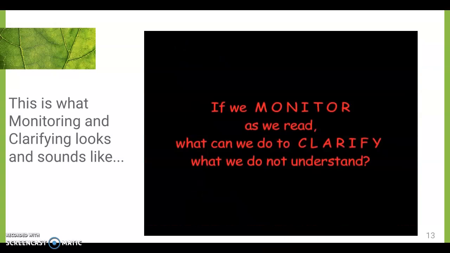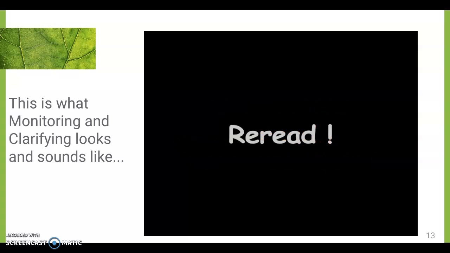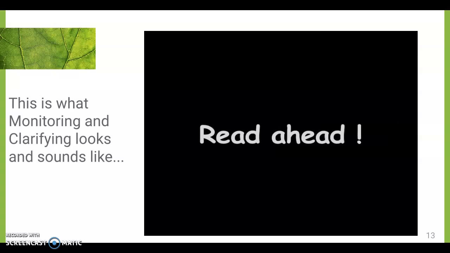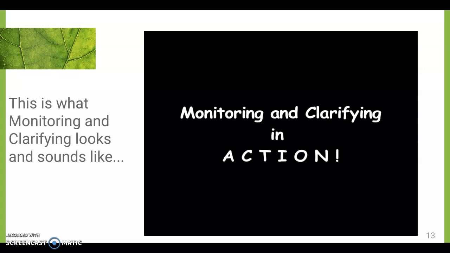If we monitor as we read, what can we do to clarify what we do not understand? Read! Look at the pictures! Read ahead! Monitoring and clarifying in action.